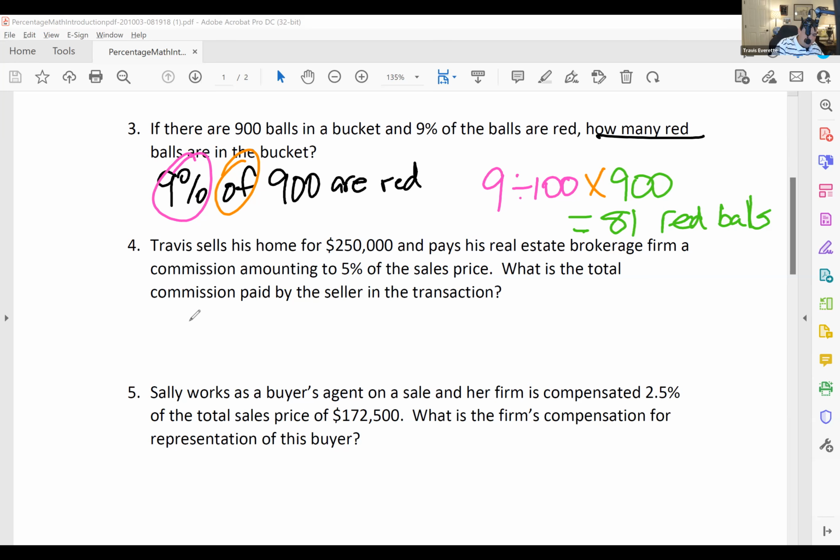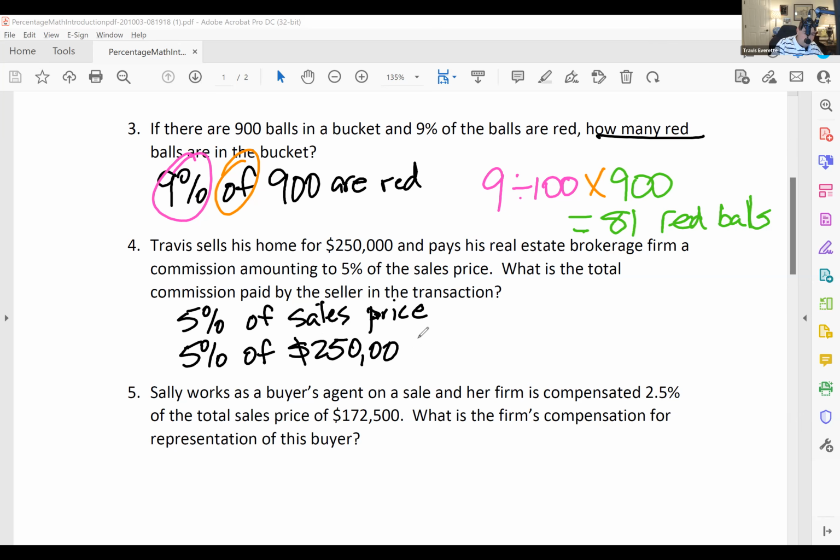Well, it looks like to me the total commission is 5% of the sales price, which is the same thing as 5% of $250,000. Well, we know that the 5%, I'll stick with the color coding, equals 5 divided by 100. That's how I'm going to type that in my calculator.